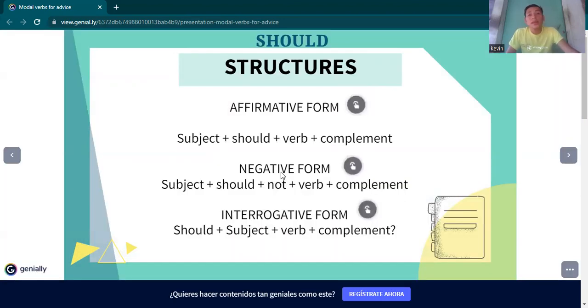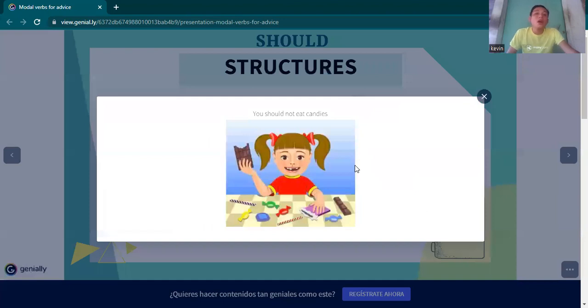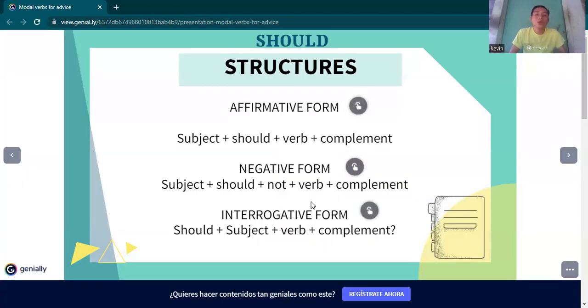For the negative form, it's basically almost the same as the affirmative form, but we are going to add not in our sentences. For example, we have the subject, then we have should, but we are going to add not plus verb plus complement. Let's see an example using should. Over here, you can see that this girl is eating too much candy. So an advice for her should be, you shouldn't eat candies.